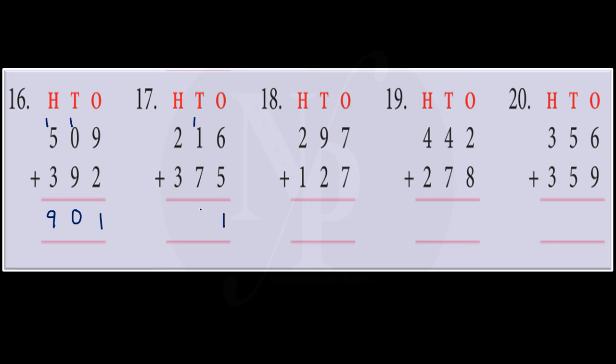9 is a single digit number. Regrouping is not involved. And here we add the digits in hundreds column. 2 plus 3 is 5, 500. Here we are adding 200 and 300. The place values of 2 and 3 here are 200 and 300. Therefore, when we add 200s and 300s, we get 500s as the sum. So therefore, the sum of these two numbers, that is 216 and 375, is 591.